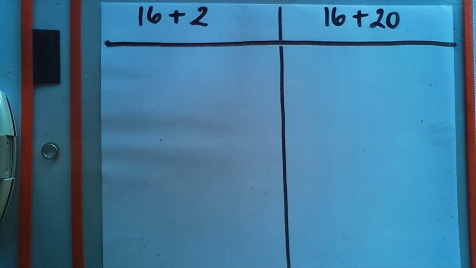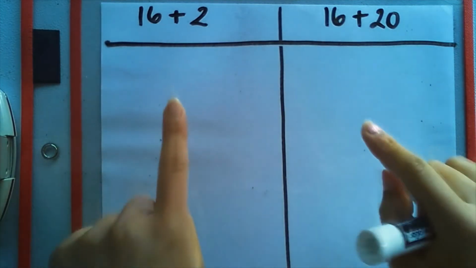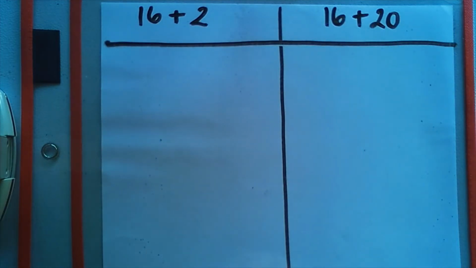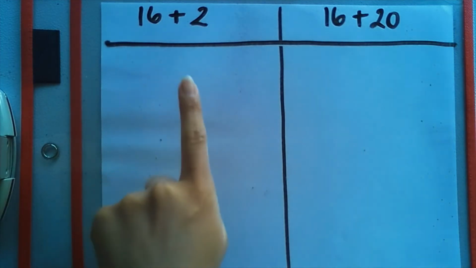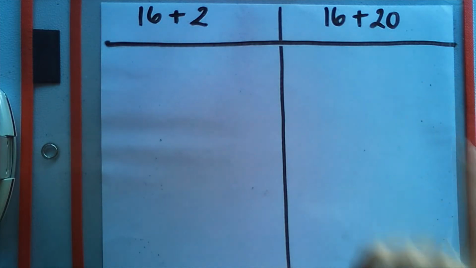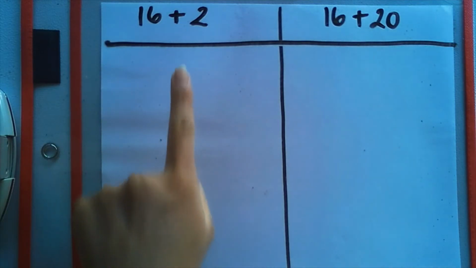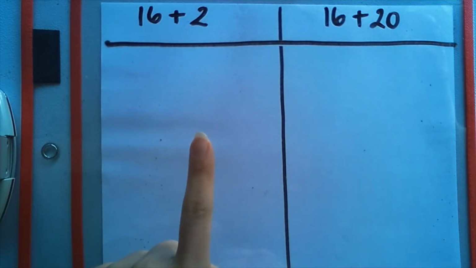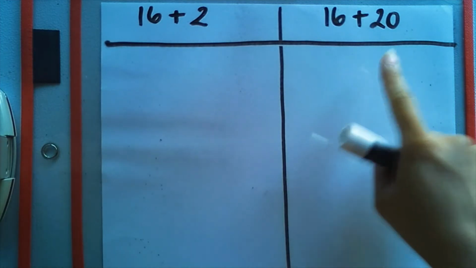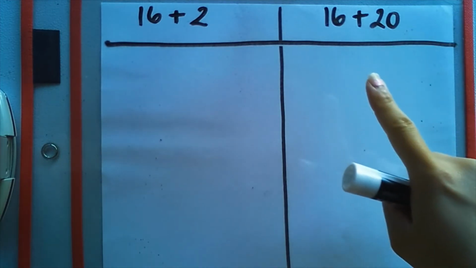If you were thinking that they both start with the same number, which is 16, you thought correctly. They both start with the same number, 16. But the left side adds 2 and the right side adds 20. What's also similar is that they both added 2 more things to 16. Let me explain that. On the left side, we added 2 more ones. On the right side, we added 2 more tens.